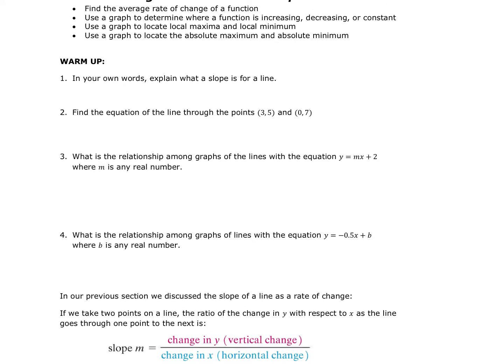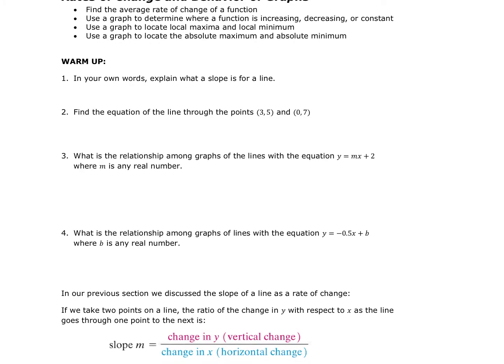I want you to think about what your answers could be if I call on you, or if you're willing to volunteer. So in your own words, what would you say a slope of a line is? If I asked you to find the equation of a line through 2 points, what is the process you would do to get there? What is the relationship among graphs of lines with equations of y equals mx plus 2, where m is a real number? And what is the relationship among graphs of lines with the equation y equals negative 0.5x plus b, where b is any real number?